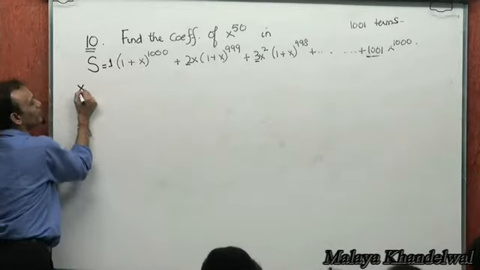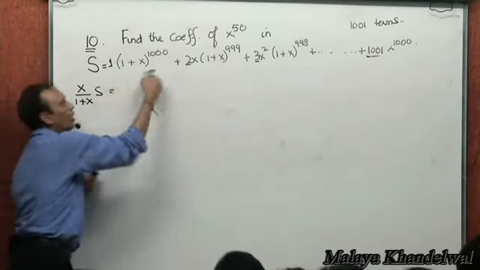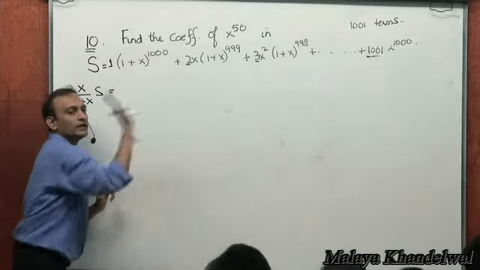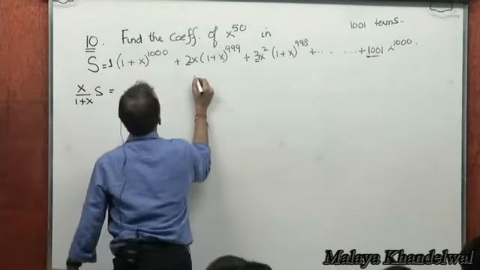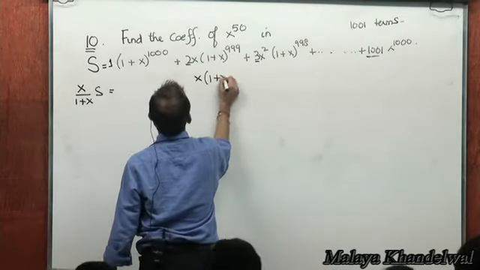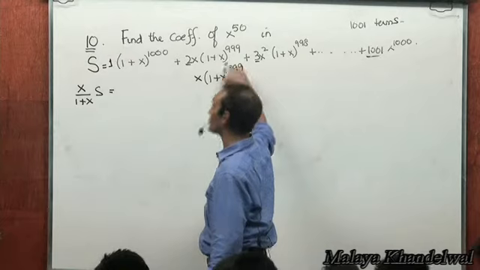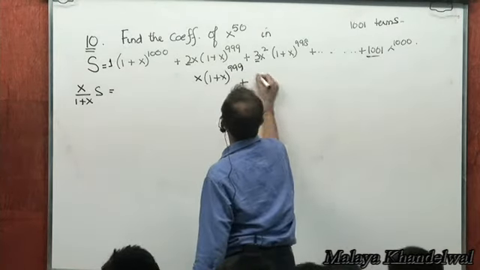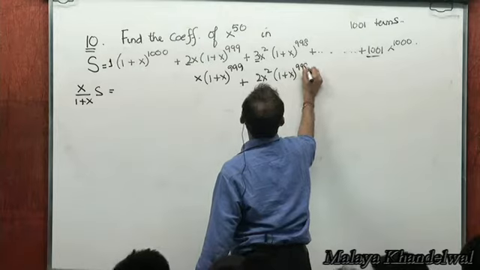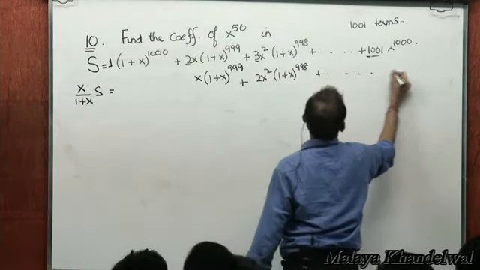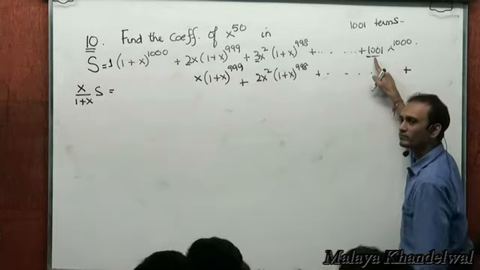So I do the following: R, which is x by 1 plus x, into S. I multiply all terms with this and shift the whole thing 1 unit to the right. When I do that with this, I get x into 1 plus x to power 999. I've multiplied this and shifted 1 unit to the right. When I do this to the next term, I get 2x squared into 1 plus x to power 998. And I keep doing this, and the whole sequence moves by 1 unit to the right.